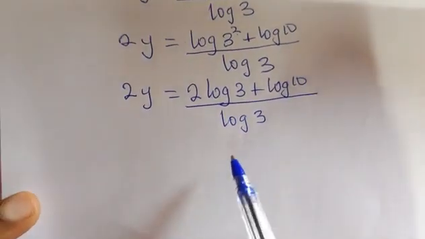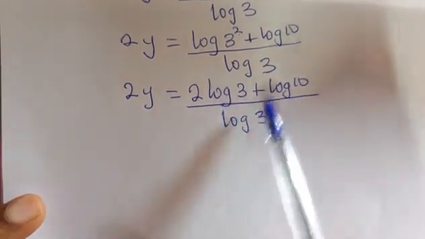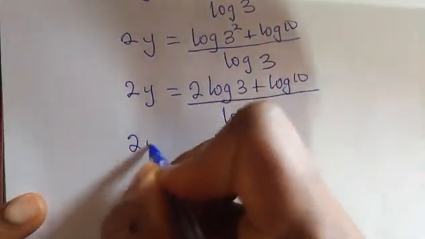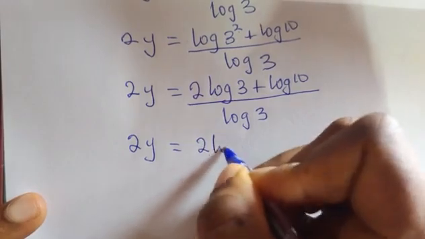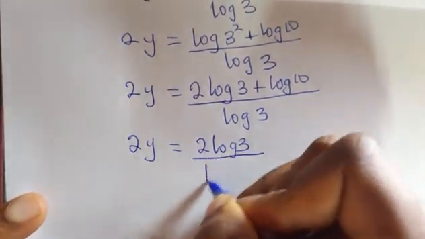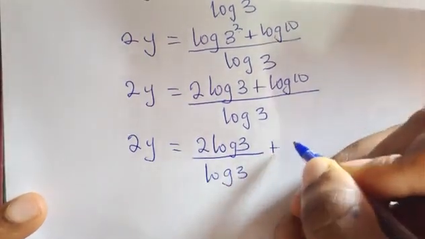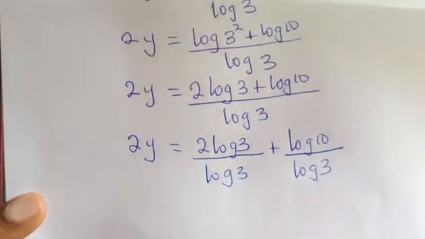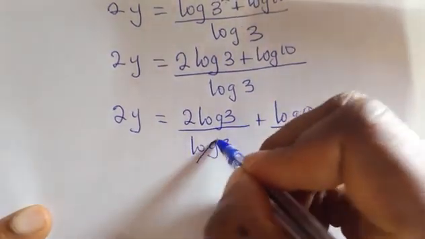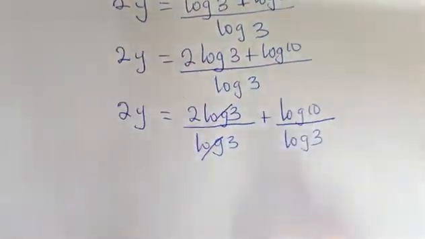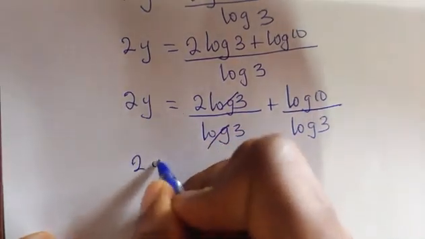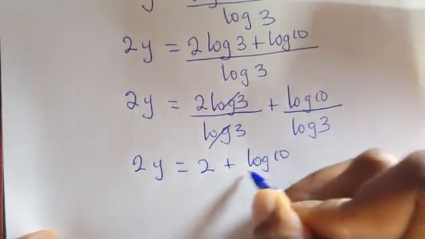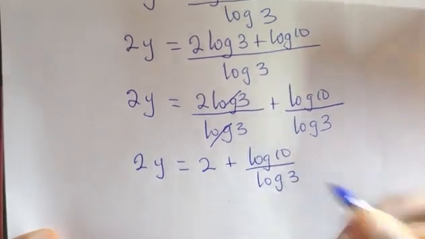The next thing we are to do, we are going to divide these by log 3. So let's arrange it to avoid confusion. We have 2y equals 2 log 3 all over log 3 plus log 10 all over log 3. Now this log 3 cancels this log 3. We now have 2y equals 2 plus log 10 all over log 3.